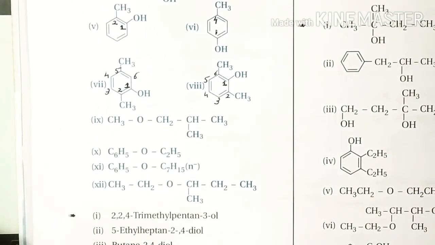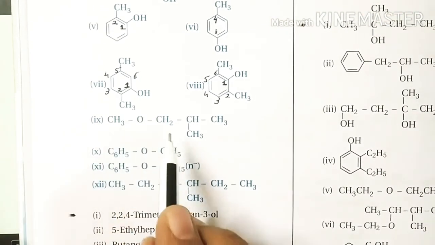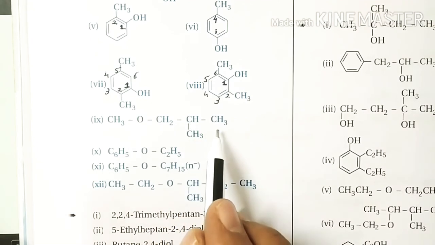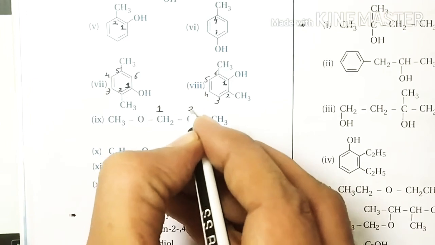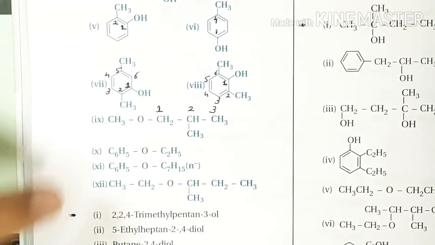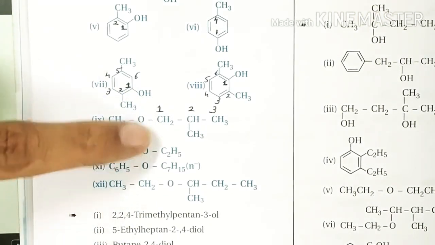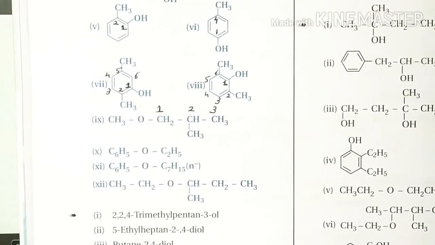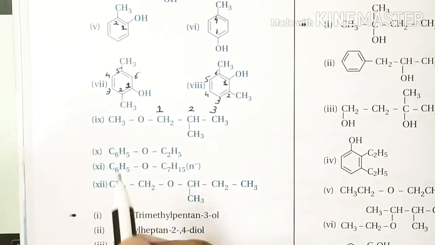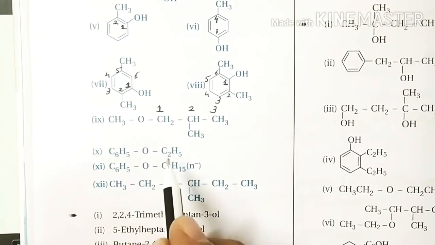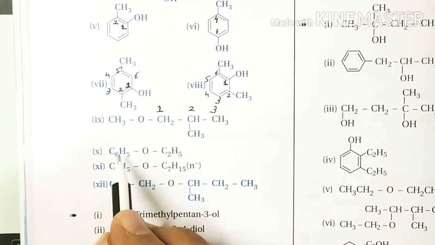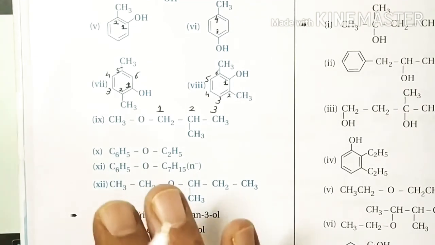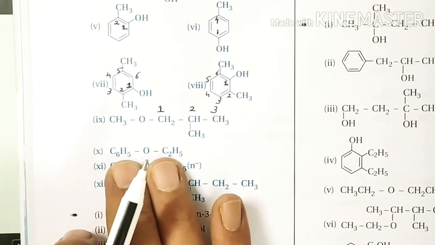In this ether compound, CH3O, CH2, CH, CH3, CH3. The longest chain is 1, 2, 3. So the name of this compound is 1-methoxy-2-methylpropane. Next one, they give C6H5OC2H5. So it's ethoxybenzene. We know that the other name of this compound is phenetole.